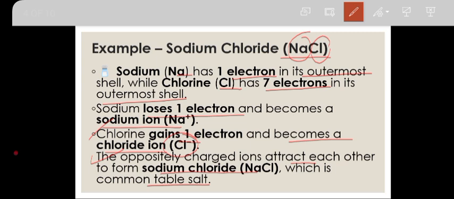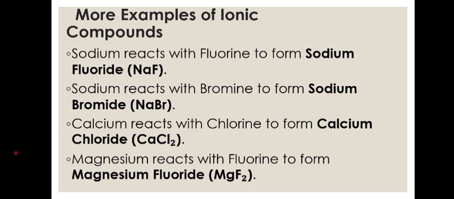It is nature's law that positive and negative attract each other. Similarly, the positive sodium ion and negative chloride ion are oppositely charged, they attract each other to form sodium chloride, which is common table salt. Okay, I hope you understand it well.